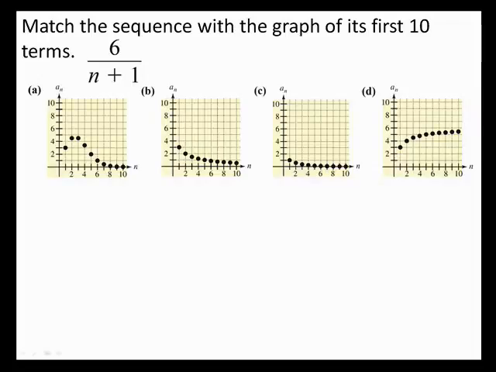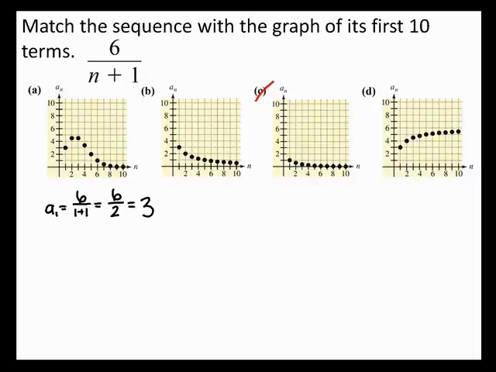Match the sequence with the graph of its first 10 terms. 6 divided by n plus 1. Substitute 1 in for n. Simplify 1 plus 1. Simplify 6 divided by 2. You find that a1 equals 3. That narrows the graphs down to A, B, or D.